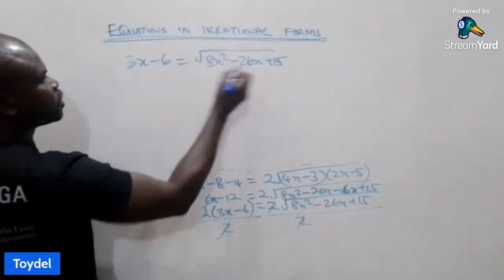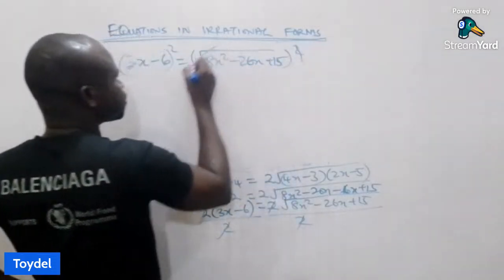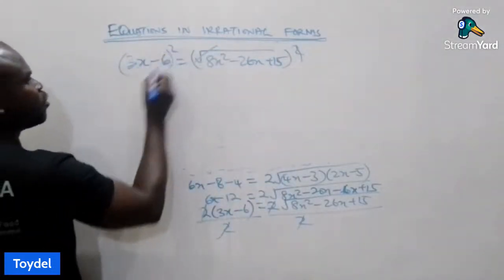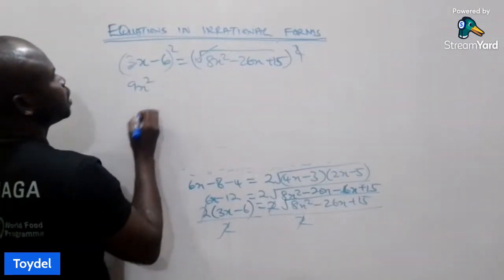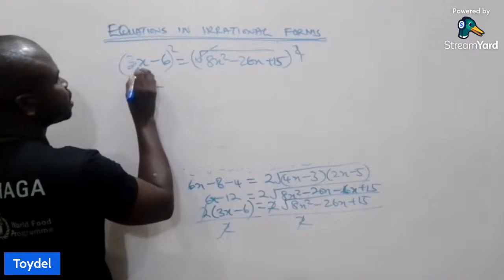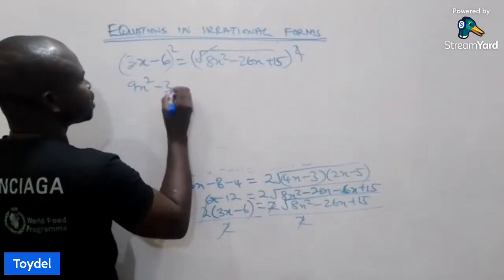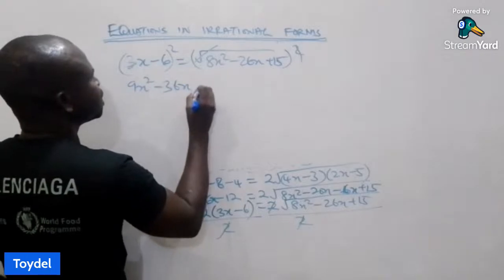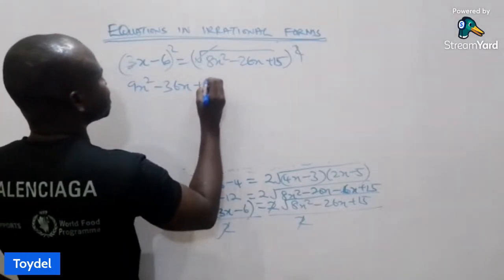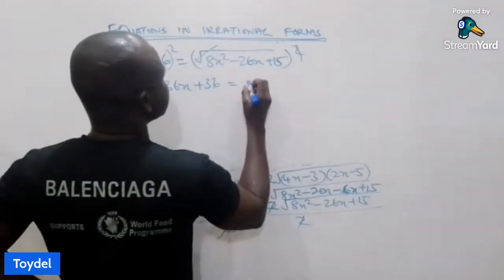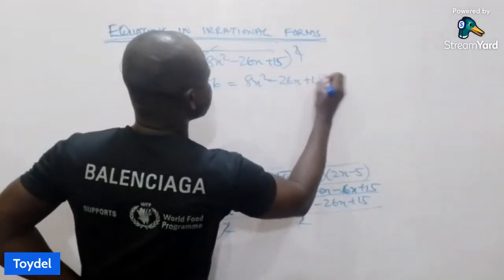So if I take the square of both sides from here, I'm going to have a square, then this is a square. Square can actually cancel square root. So that when I open up here, 3x times 3x will be 9x squared. Minus 3x times 6, that's minus 18x, minus 18x plus 2, that's minus 36x. Then plus 6 times 6 is 36. We actually have that equal to 8x squared minus 26x plus 15.